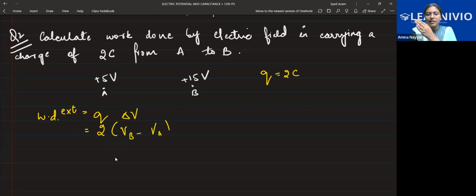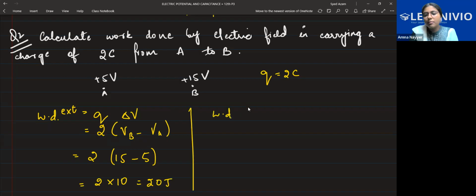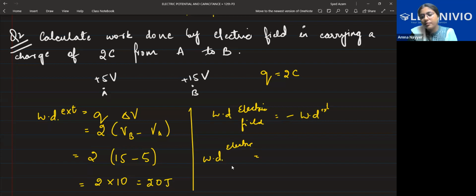So B is the final. So that will be 2 into VB is 15 minus VA is 5. So work done is 2 into 10, which is equal to 20 joules. Now, the work done by the electric field is the negative of the work done by the external force. So the work done by the electric field will be minus 20 joules. This is the answer.